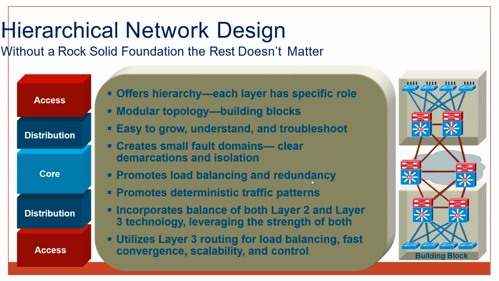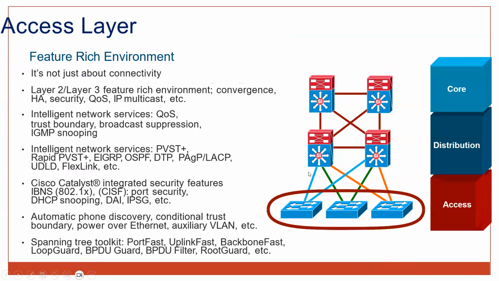We'll see where you can use GLBP, HSRP, VSS stack. Now we are using VPC in the data center, but in the LAN you can use some other technology as well. We'll see that. It incorporates a balance of both L2 and L3 technologies, and utilizes layer 3 routing for load balancing. It means we have all sorts of good features if we are using this three-tier architecture. This is a list of those features that we have discussed as well.